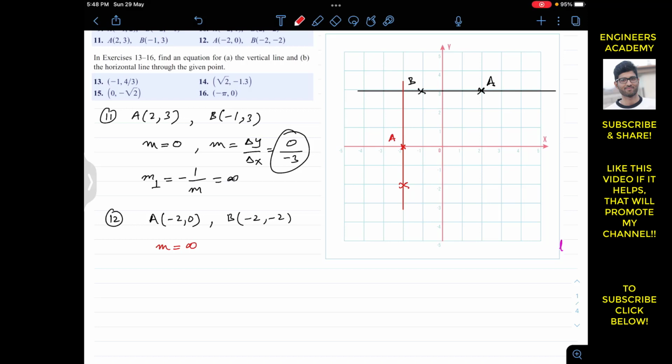And the slope of a line which should be perpendicular to this line will be the negative reciprocal of that, and that will be a horizontal line, so the slope of that horizontal line is 0.